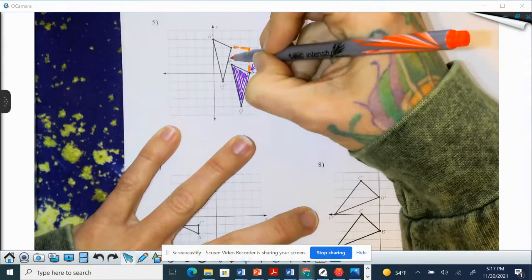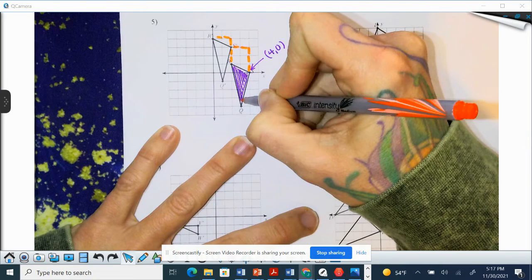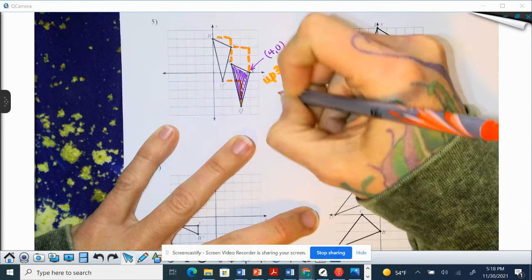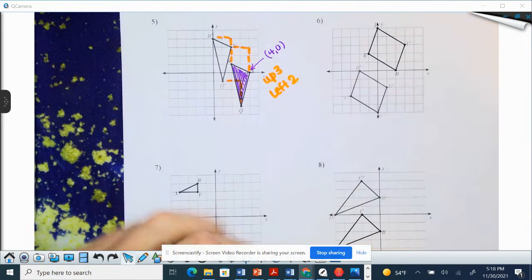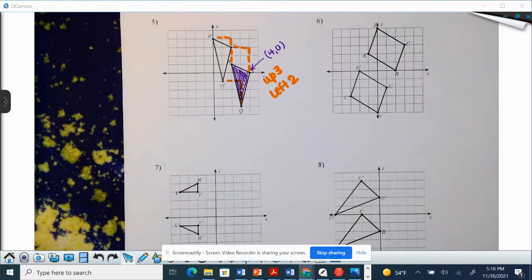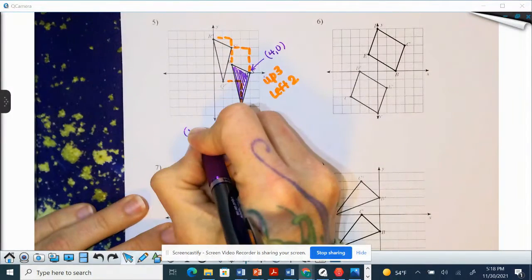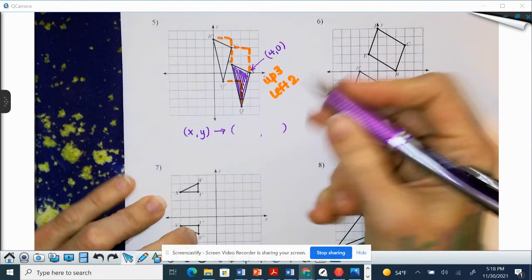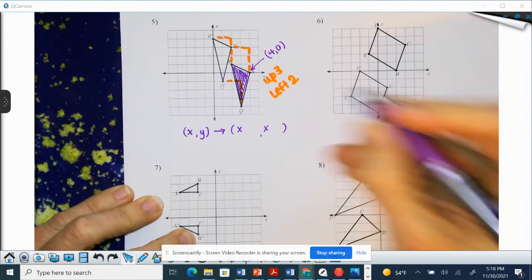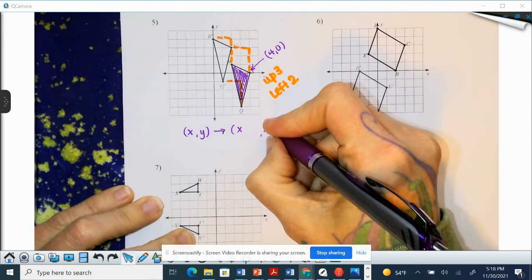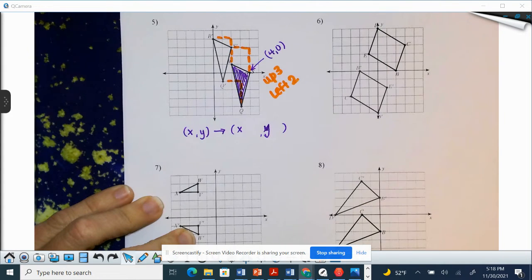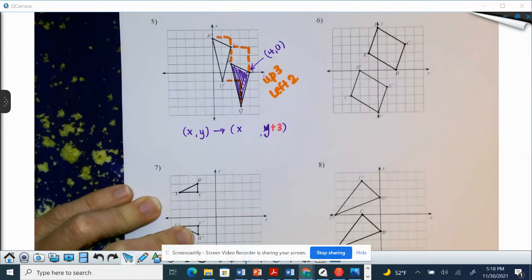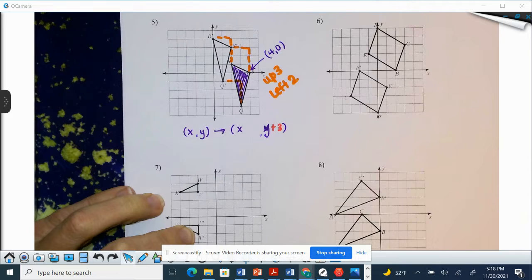R is up 3 over 2. There's R prime. And then Q is 1, 2, 3 over 2 as well. So it does look like we have up 3 to the left 2. And then to write that rule appropriately, we're going to start with X, Y. And the transformation is going to be X plus or minus something, and then Y plus or minus something. So since it is up 3, that's going to be dealing with our Y value. So the Y value is going to go up 3, which would be plus 3. And then our X value controls our right and left. And so since it's left 2, that's going to be minus 2.